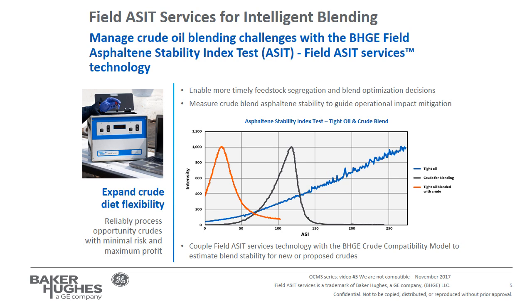The ASIT plot is the normalized laser power intensity on the y-axis versus the asphaltene stability index, or ASI, on the x-axis. The curve inflection point is the asphaltene flocculation onset and ASI value for the test.